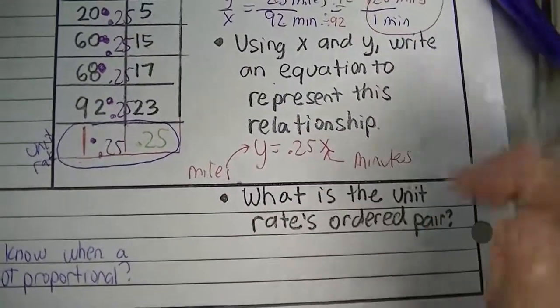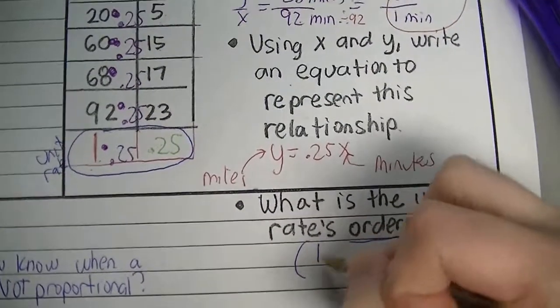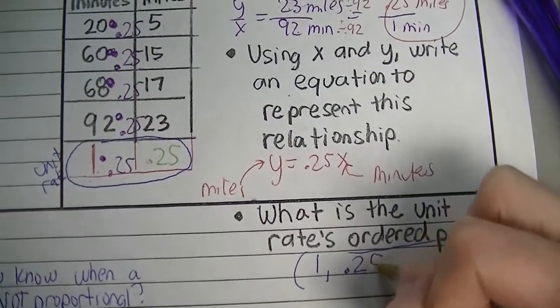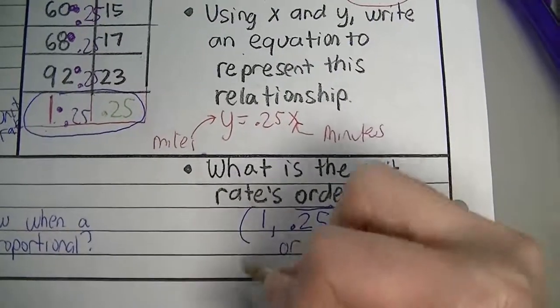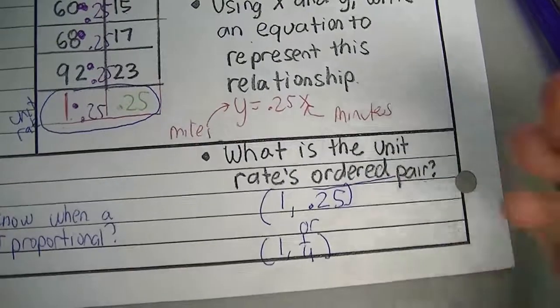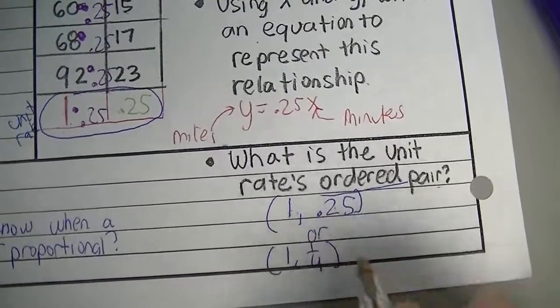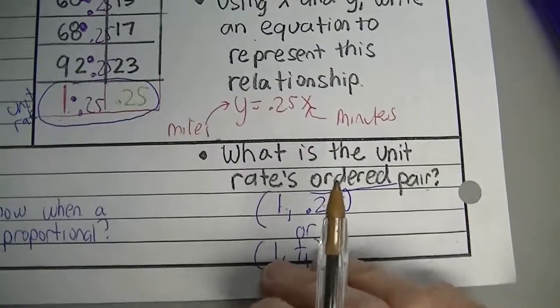And so it wants to know the ordered pair for it though. So we want 1, 25/100ths. Or you know how you could also say it? 1, 1/4. Because 1 divided by 4 is 25/100ths. Same thing. They're interchangeable. But don't change the order of this, okay? You got x first and then y when you're listing ordered pairs.